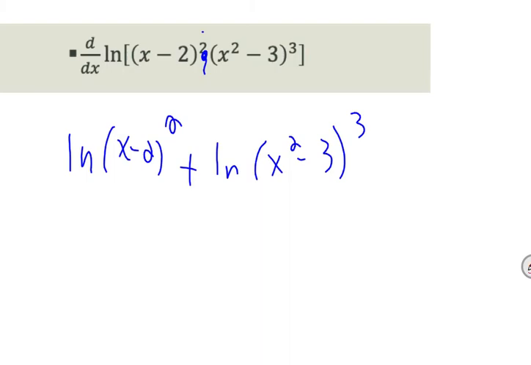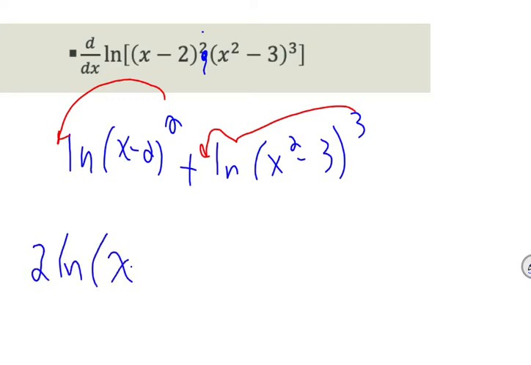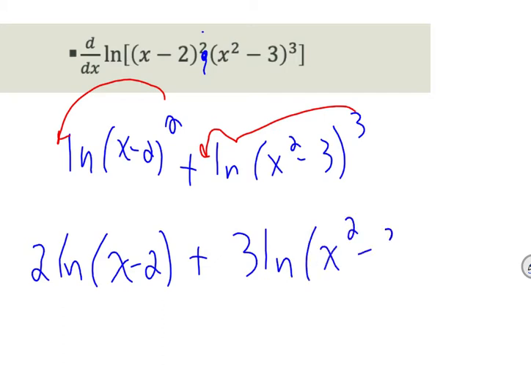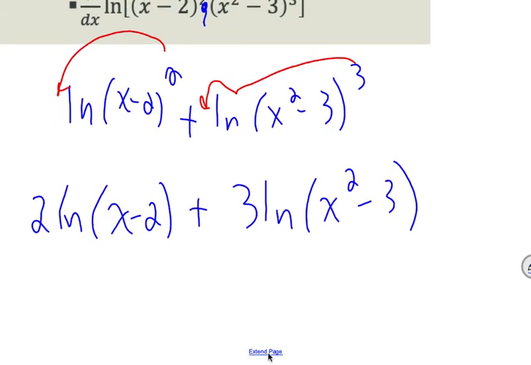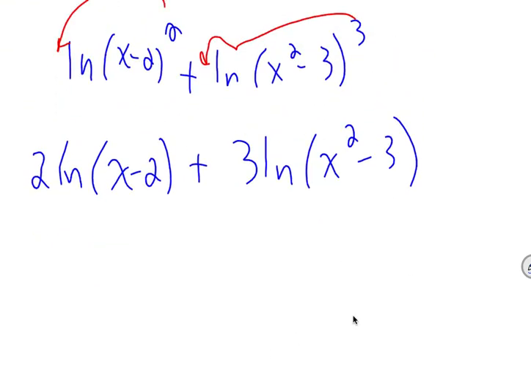Right, so now we can just take these and say, well, this 2 can go out front, this 3 can go out front there. So we got 2 ln x minus 2 plus 3 ln x squared minus 3. And now the 2 and the 3 that are the coefficients, they're just left out front, okay? With me so far? Yeah? Okay. So we got 2.